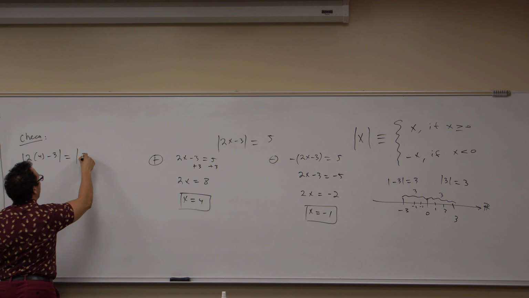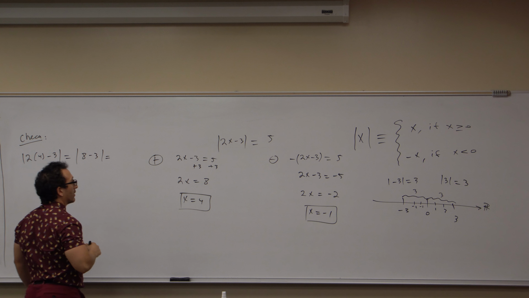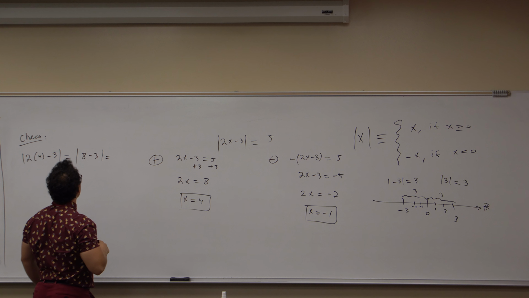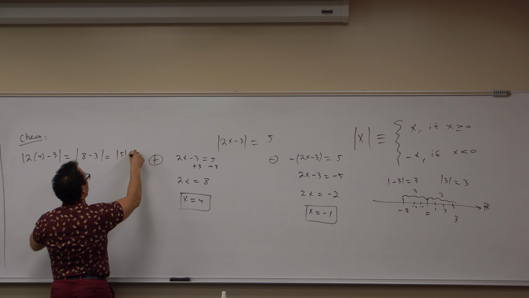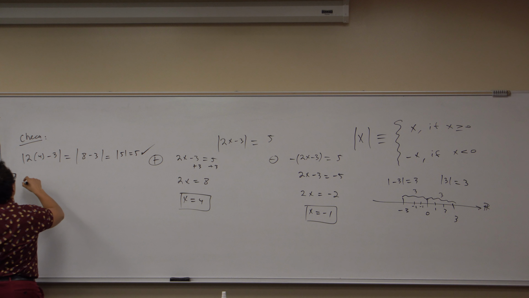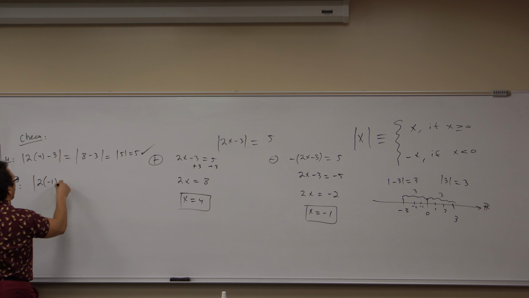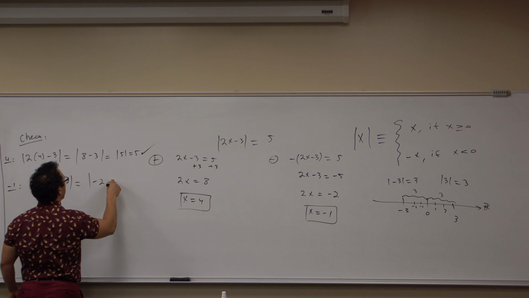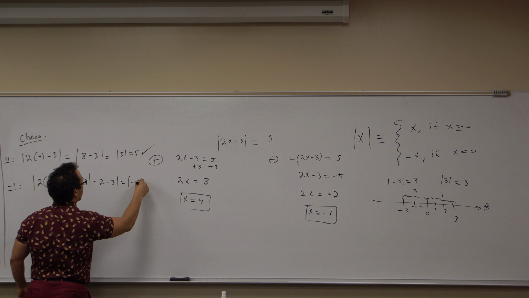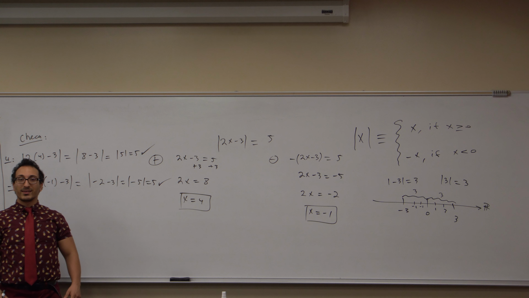Well, that's absolute value of 8 minus 3. That's 5. Check. Now, this is for 4. Now let's check it for negative 1. I'll put in 2 times negative 1 minus 3. That's equal to absolute value of negative 2 minus 3. This is absolute value of negative 5, which is a 5. Check. So in both cases, it worked.